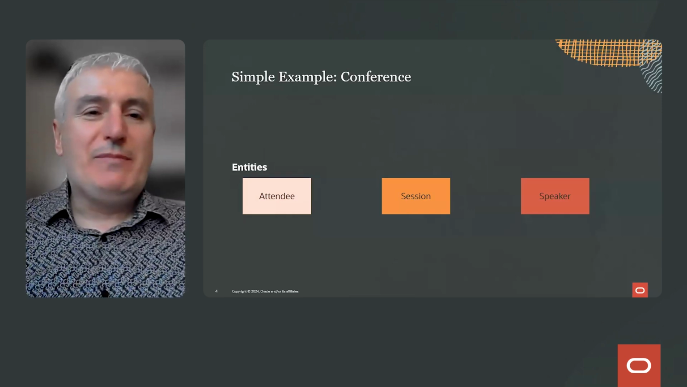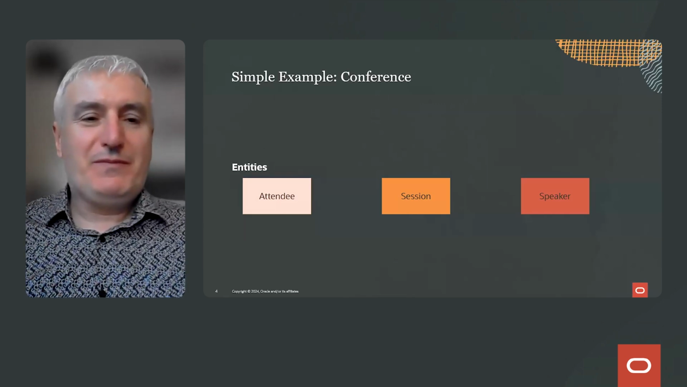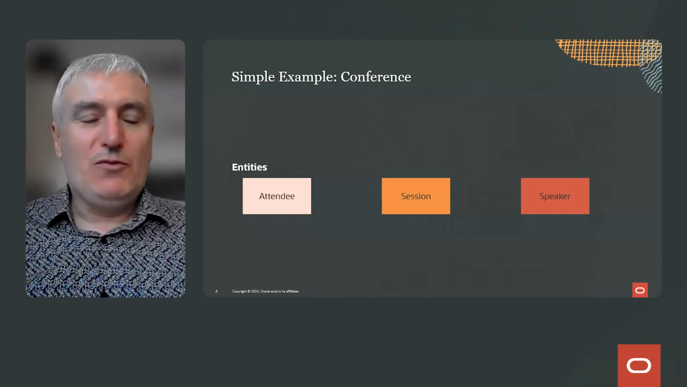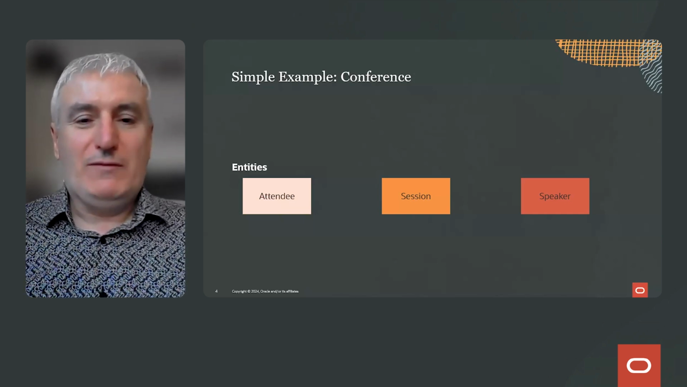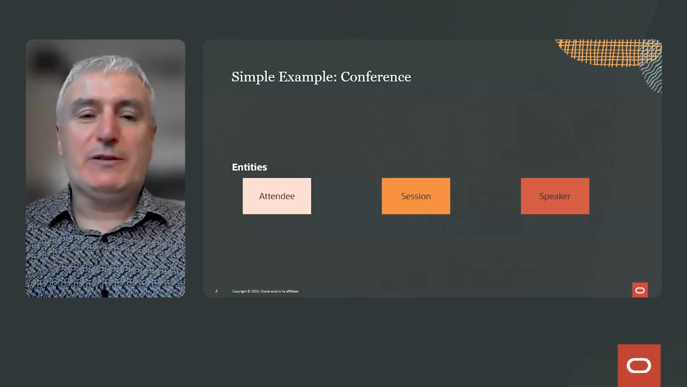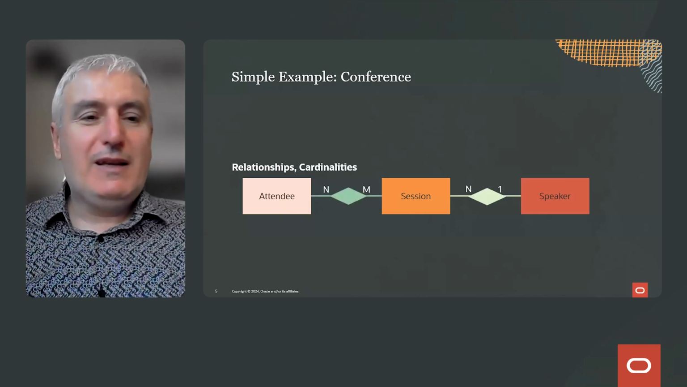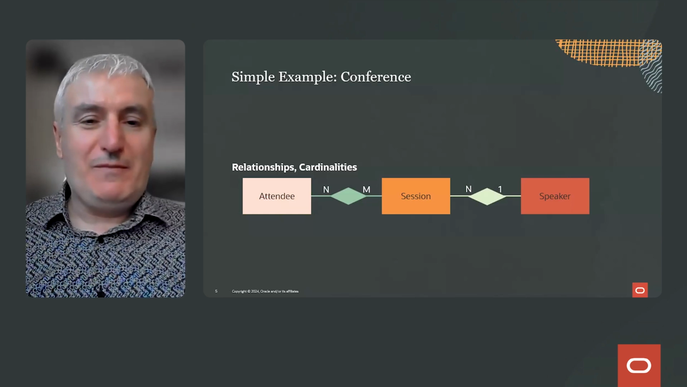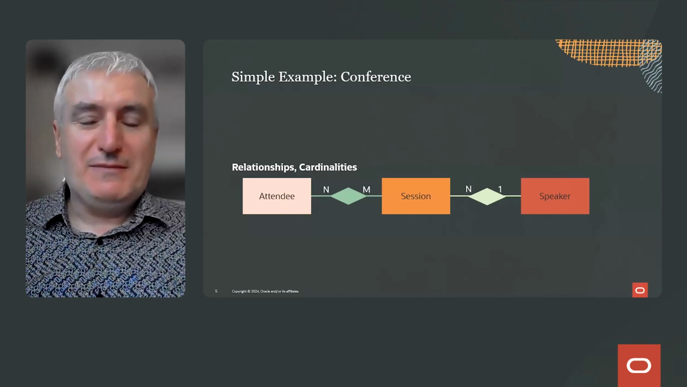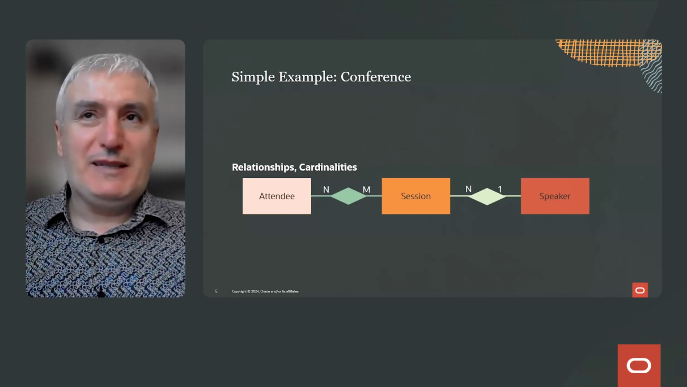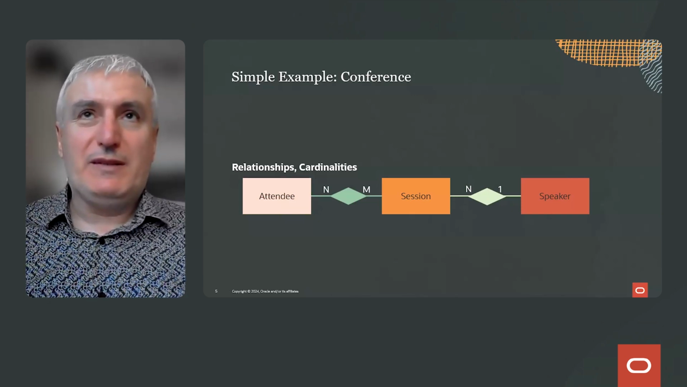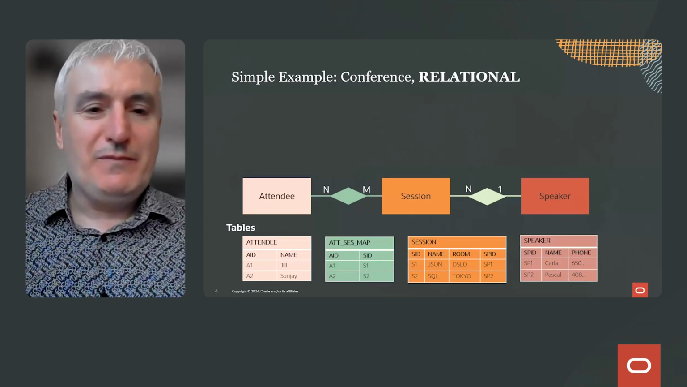Let us start with a simple example about conferences. In conferences, we usually have 3 main entities: one for attendees, one for sessions, and one for speakers. At a conference, an attendee can attend several sessions, and a session can be attended by many attendees. A speaker at a conference at the same time can only present one session, but a speaker can have different and several sessions at the conference.